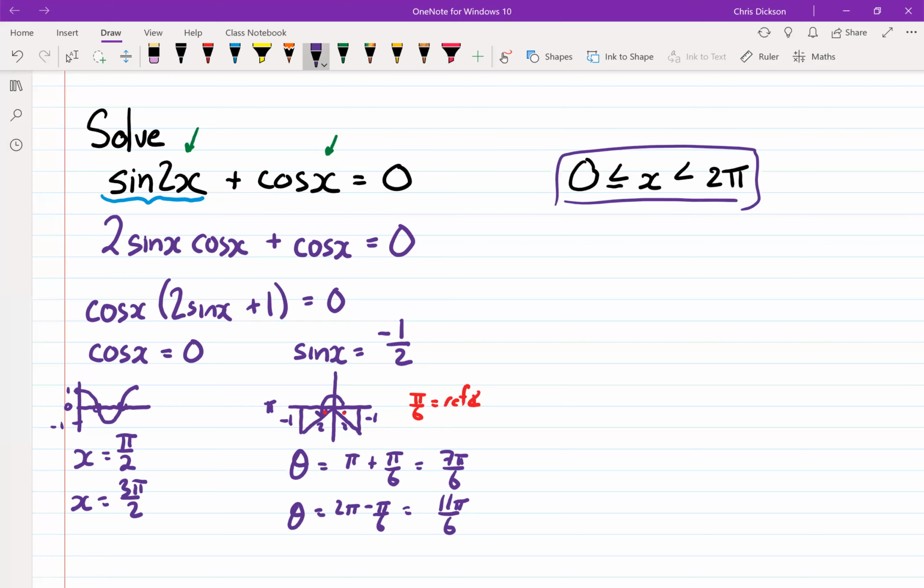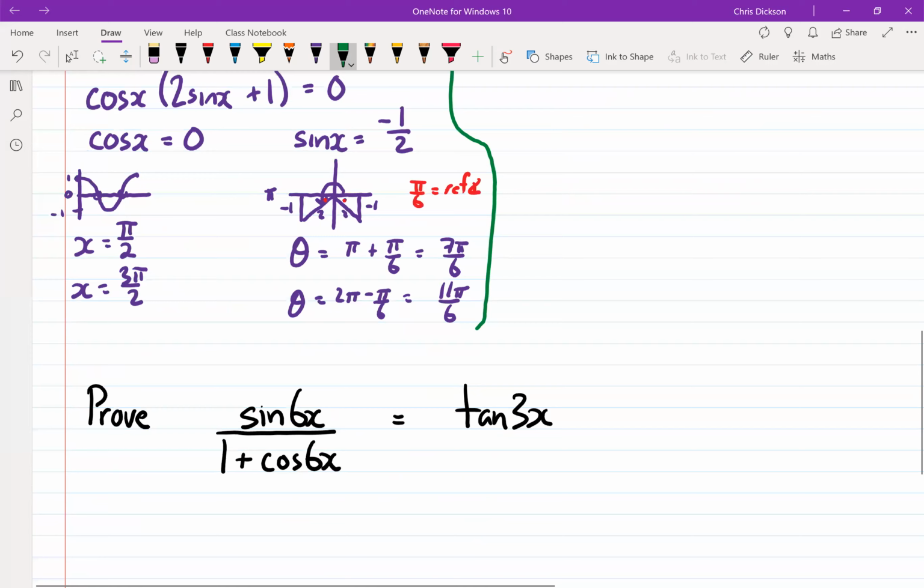Now you can see basically from this step all the way down, that's what we've been doing over the past 2 chapters really. So the only really new trick here is this step from here to here. So you're just using an identity to make the question a little bit easier to handle here. So that's using a double angle identity in that case.